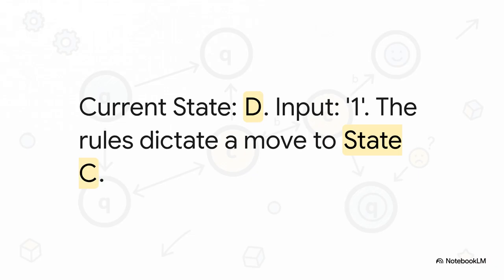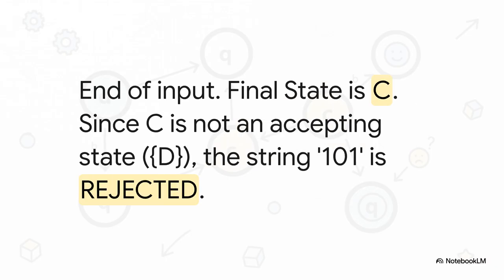So we're in state D, and our very last piece of input is a 1. We check the rules for state D, and they tell us that an input of 1 sends us over to state C. And with that, we're out of input. The string is done. Okay, this is the moment of truth.